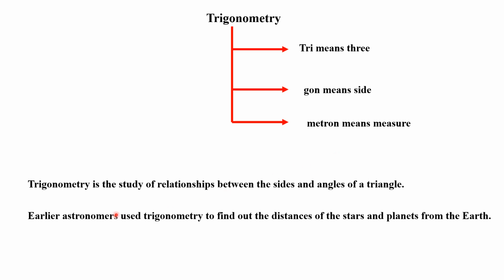Earlier, astronomers were using trigonometry to find the distance of the stars and planets from the earth. They were using the concept of trigonometry and they were able to find the distance of the stars and planets from the earth.